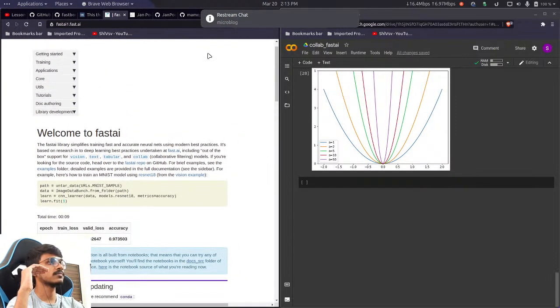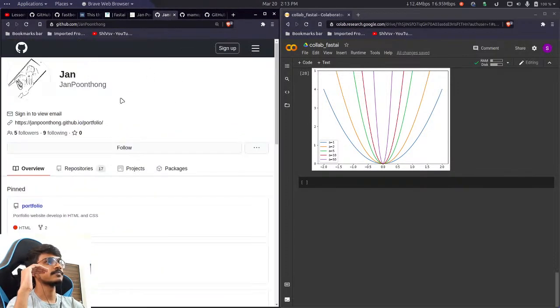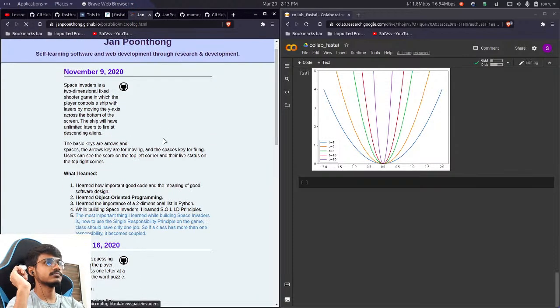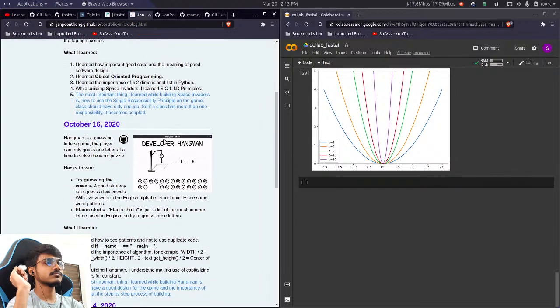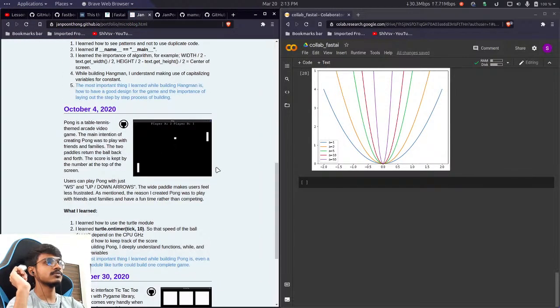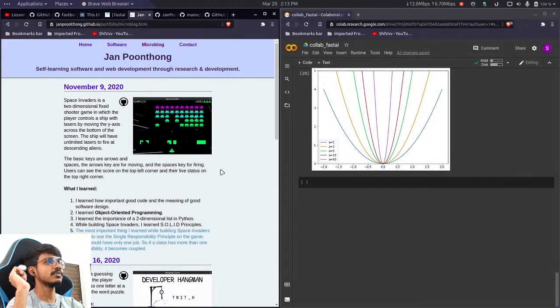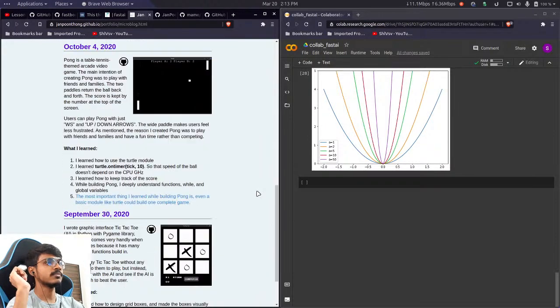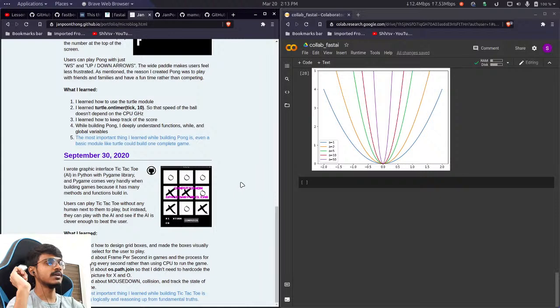Check out the blog. Okay, yeah. Oh, cool. So these are all the applications that you built. These are awesome, man. Even I don't have such cool projects. Tic-tac-toe in Python, AI.